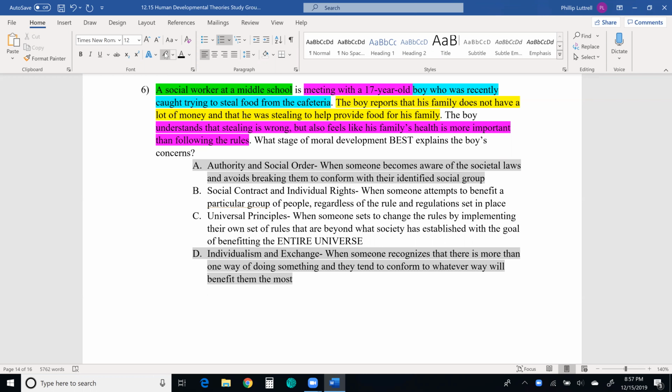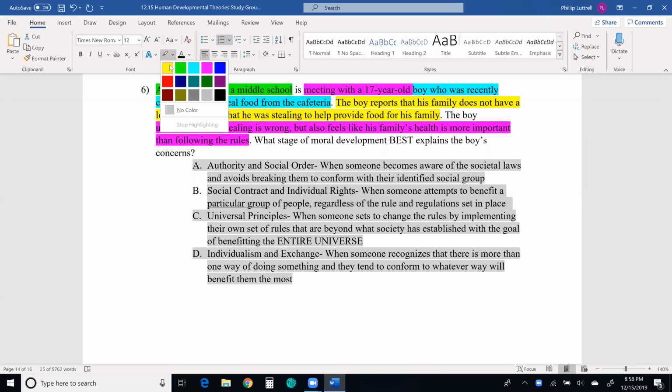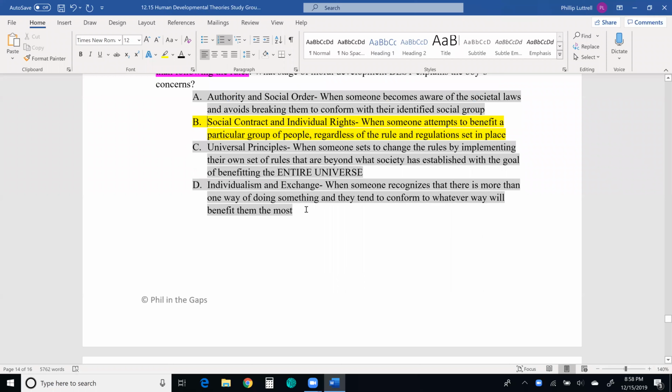Or do we want to impact the entire universe and have universal food distribution? So at this time, we're going to rule out C because he's not impacting the entire universe. He's only trying to impact his family, which is a small group of people in his community. So the correct answer here is social contract and individual rights, because he's writing his own contract to benefit individuals in his community, aka his family, to get food in some way, shape, or form, irregardless of breaking the rules and regulations. So that's how we look at that question in particular.